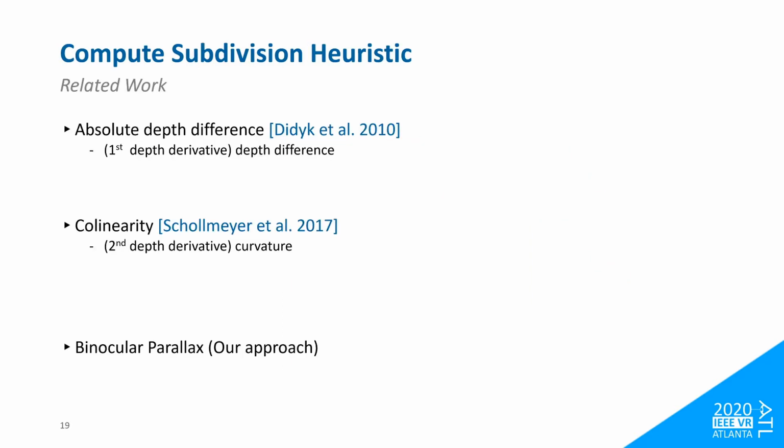Didyk et al. subdivide a grid cell if the difference between the maximum and minimum depth values inside crosses a certain threshold. Schollmeyer et al. employ a collinearity measure where a cell is subdivided based on the curvature formed by its depth values. Both of these approaches operate solely on the depth values and don't consider the limitations of the human visual system. Our subdivision approach, on the other hand, is specifically aimed at stereoscopic rendering, as it is based on binocular parallax and evaluates depth discontinuities in relation to the distance at which they occur.